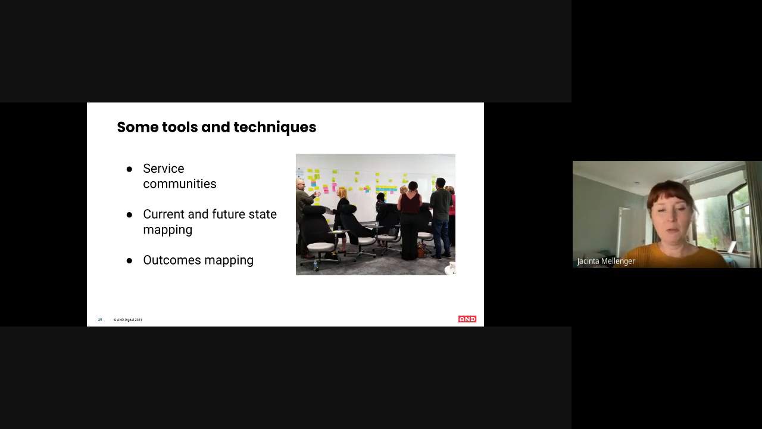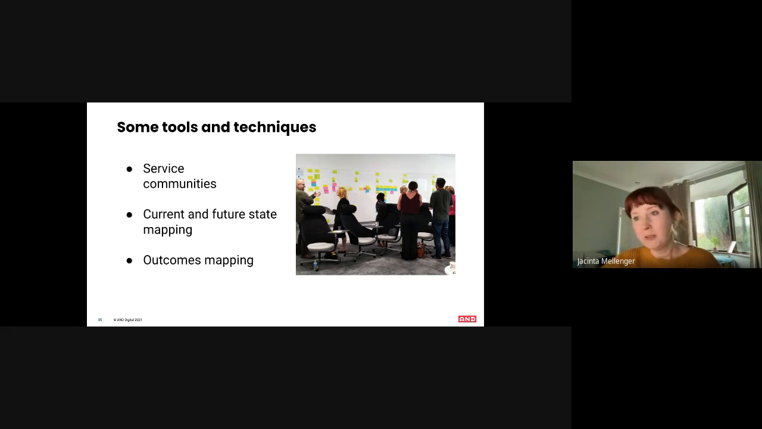So as a whole, these maps help us to understand where we fit within the service environment, and what our dependencies are, and who we need to align with to make that kind of service work.